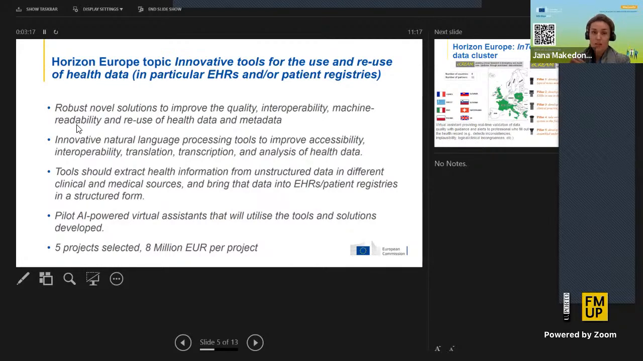And one of the cornerstones of this topic is actually taking unstructured health information that sits in clinical and medical databases and bringing this in a structured form into EHRs and or patient registries, depending on the focus of the project. And all of this is getting actually included in an AI-powered virtual assistant or assistants that are one of the main outputs of these projects.